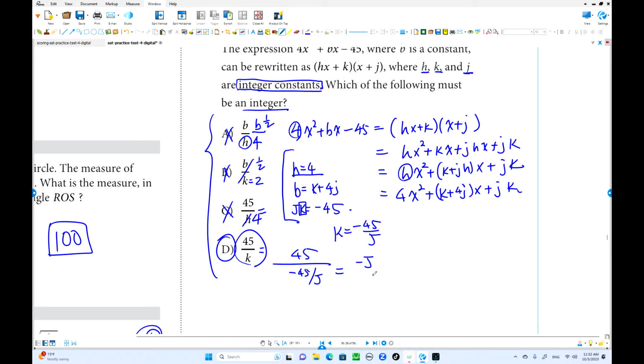That is equal to negative j. j is an integer, negative j is also an integer, right? It can be negative. If j is positive, this is negative. Still, it is an integer, okay? Choice D is the answer.